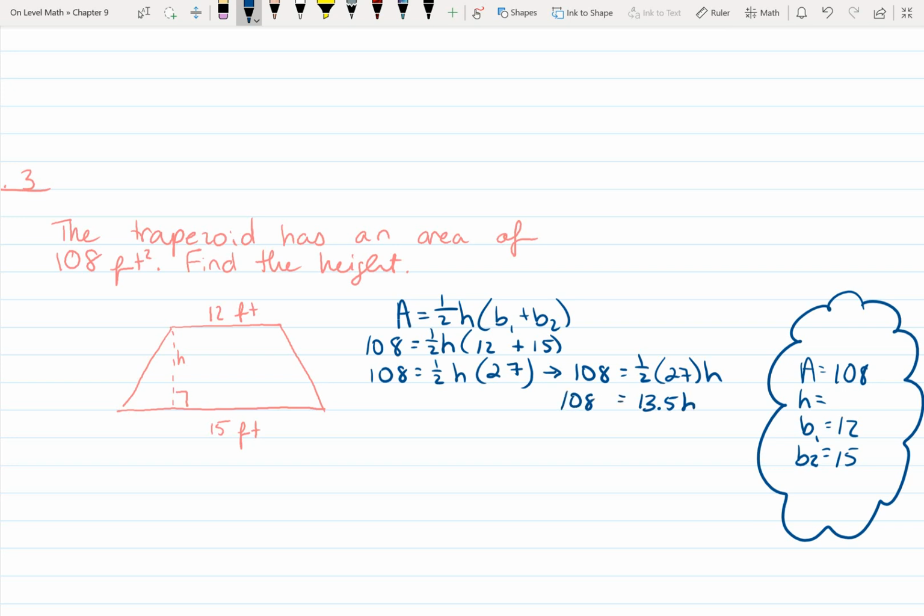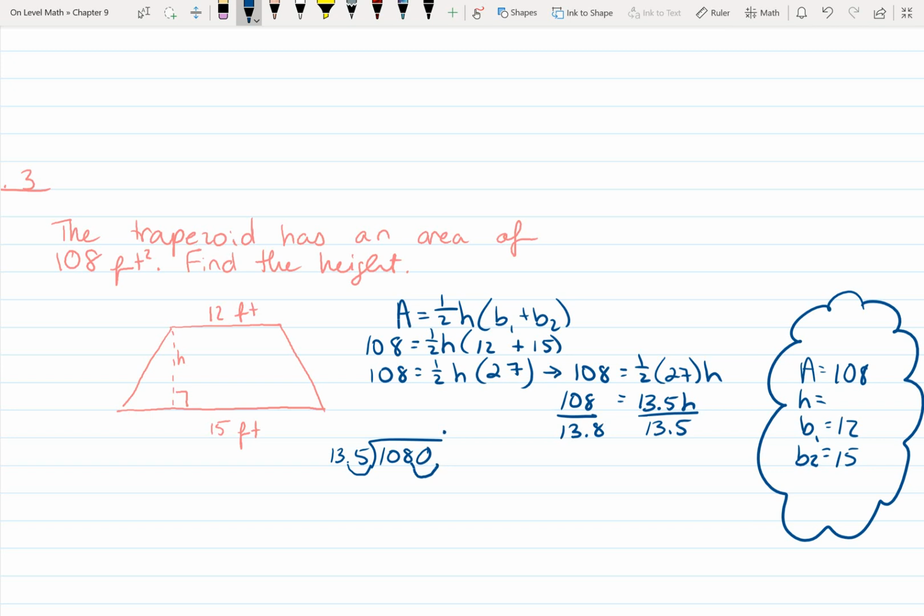Now, in this case, we will definitely need to do some side work. So we need to divide both sides by 13.5. When we divide 108 by 13.5, oops, sorry, 108 by 13.5. We cannot divide by a decimal, so we move it, and when we move it on the outside, we also have to move it on the inside and bring it up.